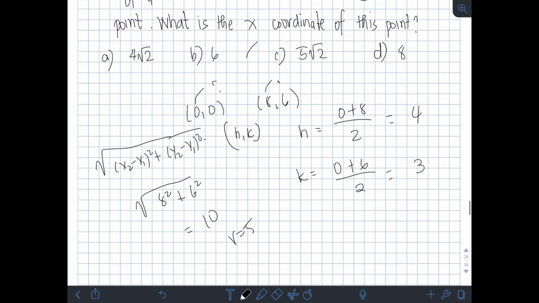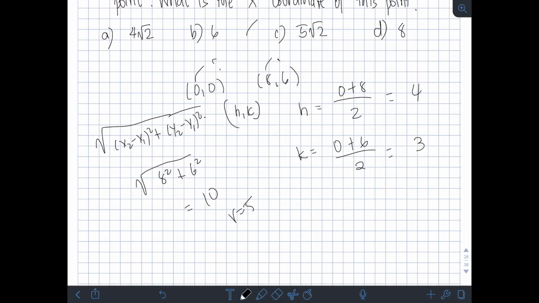So, pwede nating makuha yung equation ng circle using yung center-radius form. Yung (x - h)² + (y - k)² = r². So, plug in natin yung values. X minus h natin is 4, quantity squared, plus y minus k natin is 3, quantity squared, equals r is 5. So, 5 squared or 25.